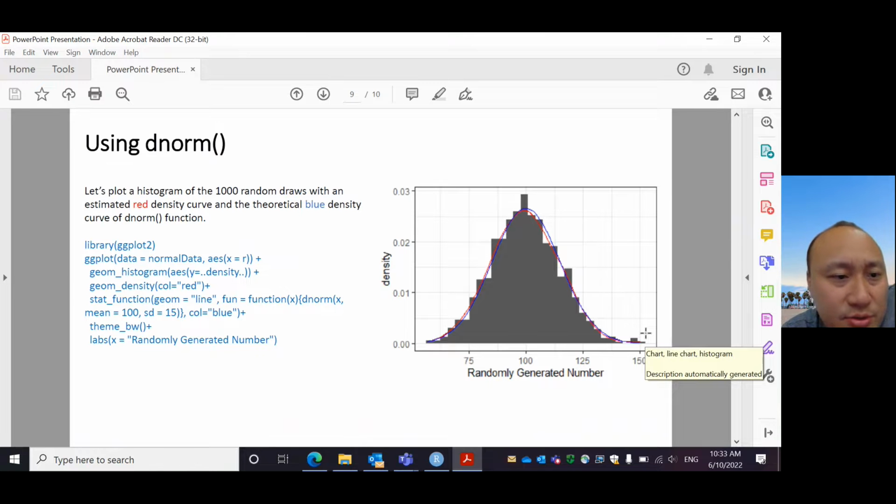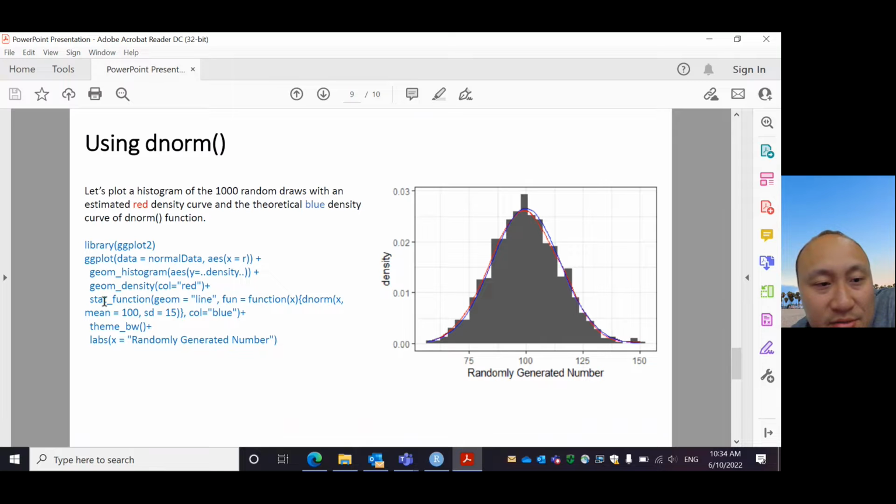Again, we're going to use ggplot2. So we call library ggplot2, and then ggplot, the data will be the normal data we just created before. And the horizontal axis is the variable name R. We're going to have a geometry of histogram, but we want the density. That's how we have a density histogram. Okay. And then we're going to add a geometry of density of the data. And then the color will be red.